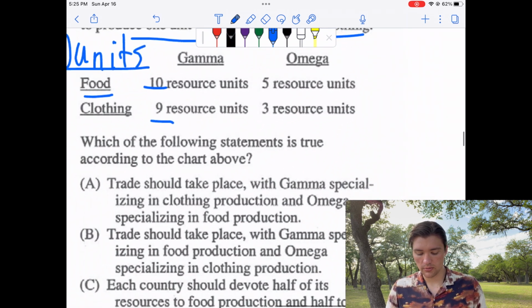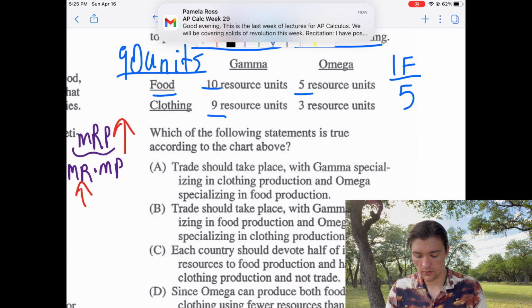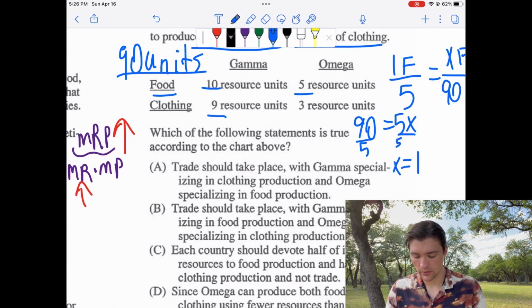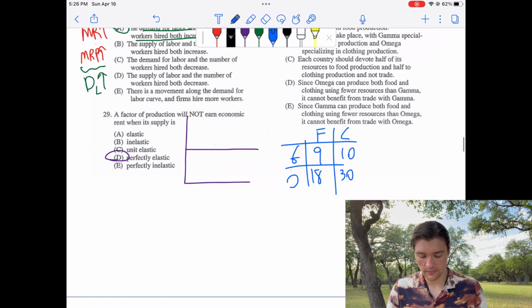And now what we're doing for the math on these is that if it's one food and it takes them 5 units, then that would mean to make X food, they would need 90 units. So this would just be a proportion, which would be 90 equals 5x. We would divide by 5. So X is equal to 18. So for Omega, 18 food and 30 clothing.